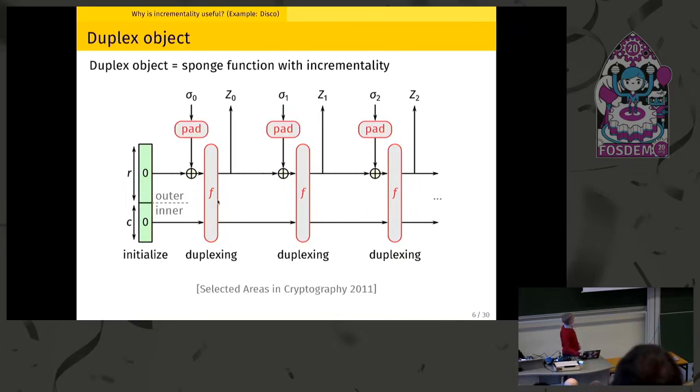The permutation is F here. You have some block of input, and you can get some block of output. Then you have a second block of input, permutation, block of output, and so on. And if you look at this block of output, it is going to depend on all the past input blocks. So we have this notion of incrementality. But as such, the duplex is not really useful. We need to have some layer on top of it to build something concrete and useful in crypto.